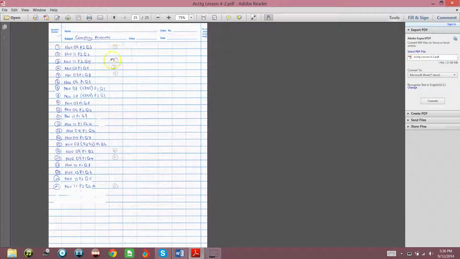Hi. Okay, these are all the past year exam questions that you should do for homework after this lesson. And over here, all these numbers in pencil are the past year exam questions that I'm going to go through with you now in this lesson.